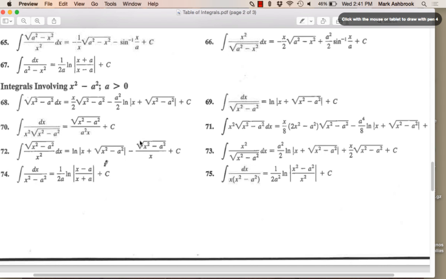So now we're going to go back to our problem here, and we're going to apply that. So if that's the antiderivative, we're going to apply it to our integral. Here we go.